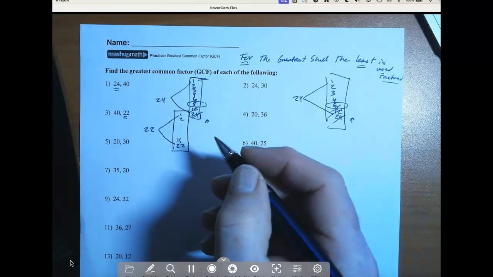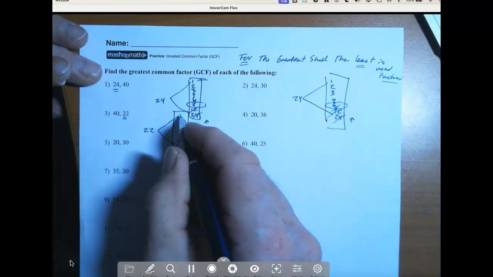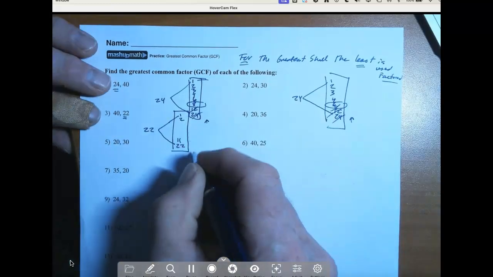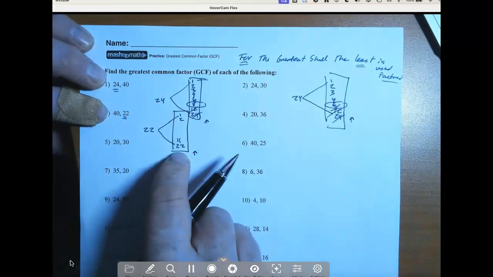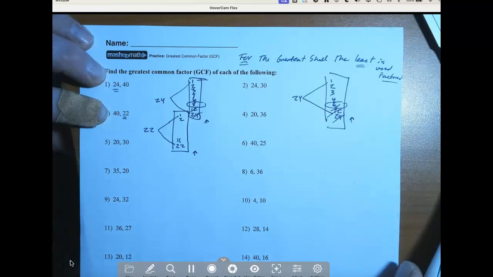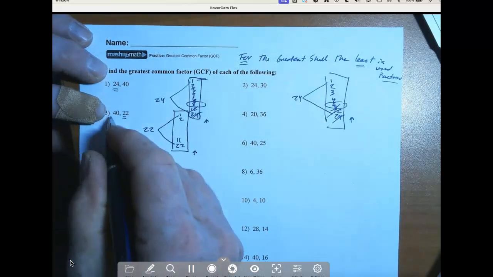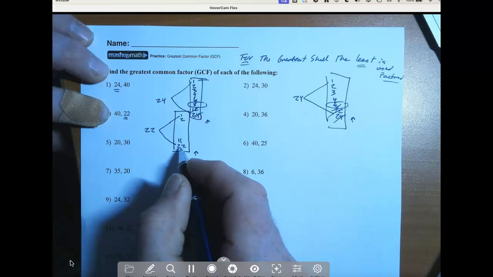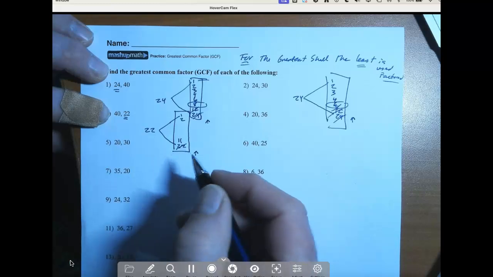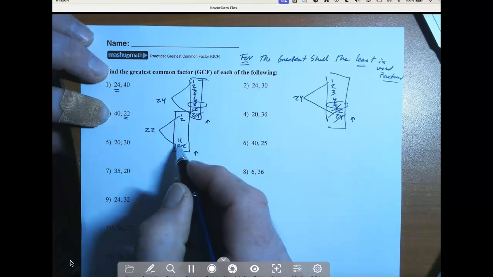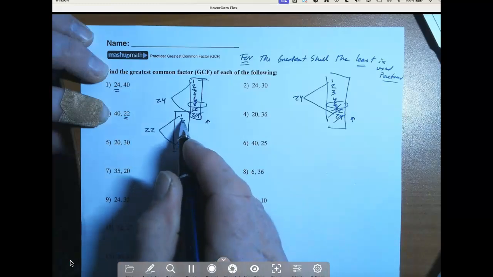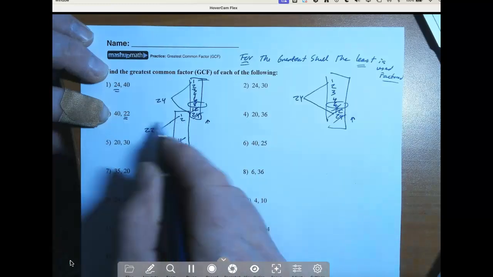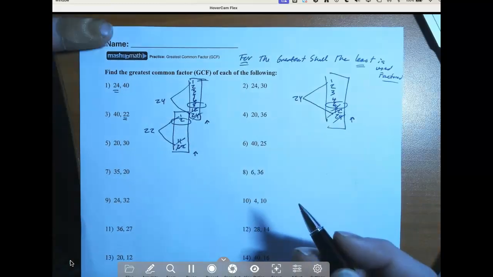We know 1's going to go in there, but we don't want the smallest factor. We want the largest shared factor. So we start at the bottom. And this time I'm not going to use my calculator. I just do it in my head. Does 22 fit into 40? No, it doesn't go in there evenly. Does 11 go into 40? Well, 11 goes into 44, but 11 does not go into 40 evenly, so we cross it off. Does 2 fit into 40? Well, sure, it ends in a 0. 2 is my greatest common factor.